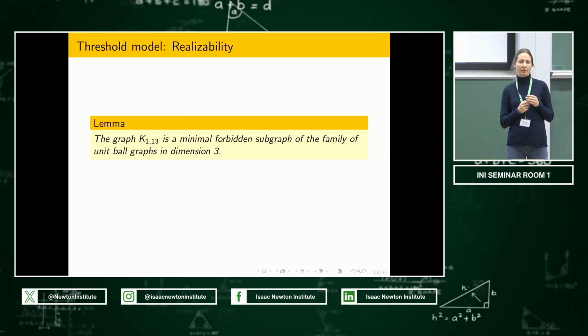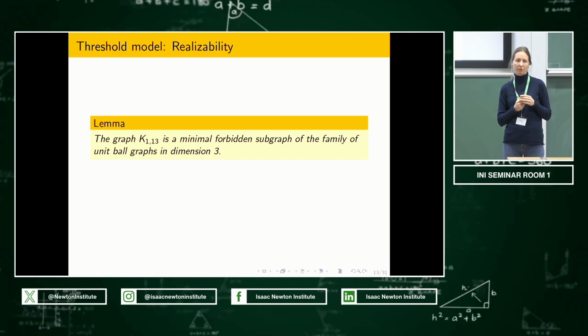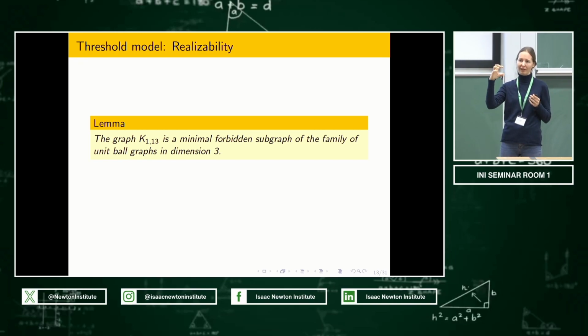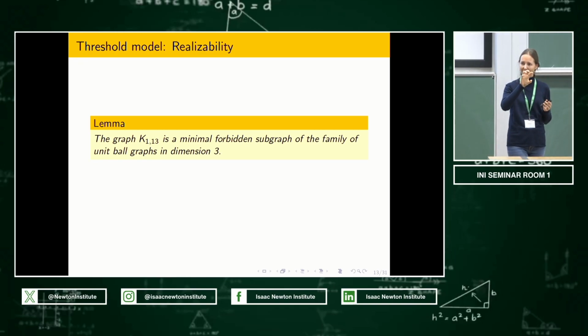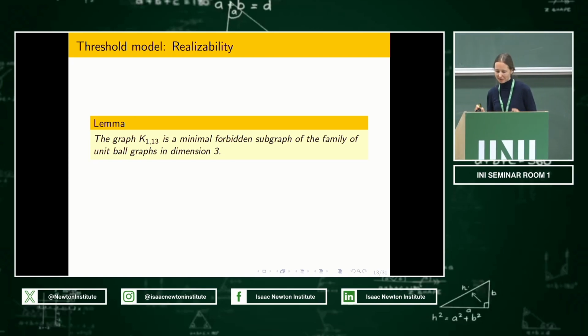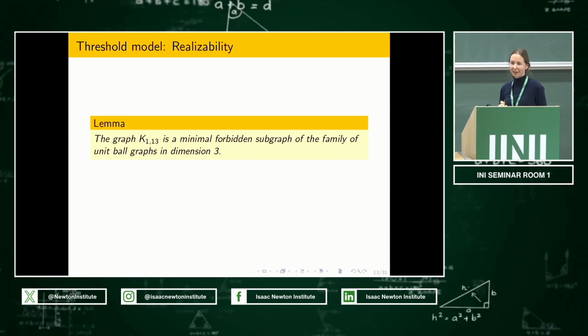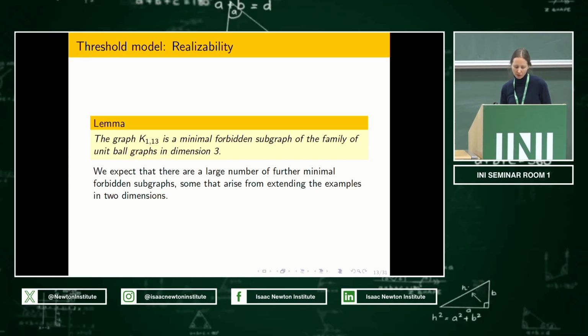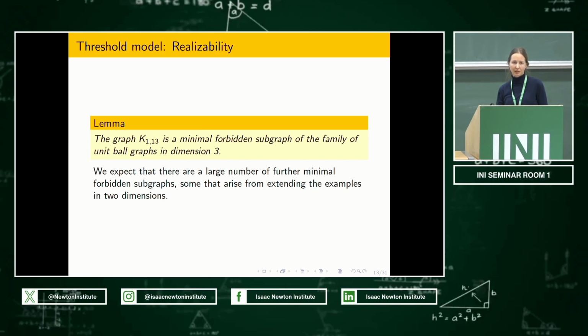The reason for this is that the kissing number in dimension 3 is 12. This means that if you have a unit ball, you can have at most 12 unit balls touching the central unit ball. But this is all that we know in 3 dimensions. We expect that there is a large number of other minimal forbidden subgraphs, probably some that come from extending the minimal forbidden subgraphs from 2 dimensions, and possibly more.